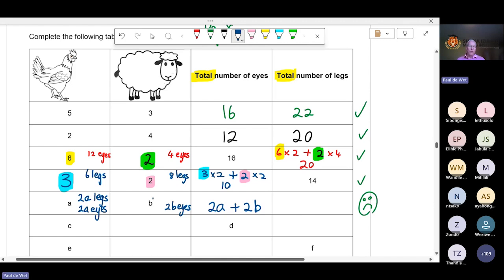Not 4AB. Okay, I know why you're saying 4AB, but it's actually 2A. That's how many legs those have got. And these ones have got 4B legs. So the answer is not AB, it's 2A plus 4B. 2A plus 4B means add those two amounts: add the hen's legs to the sheep's legs. Okay.